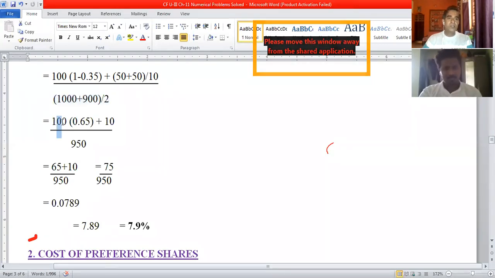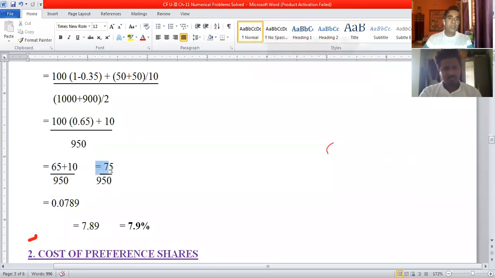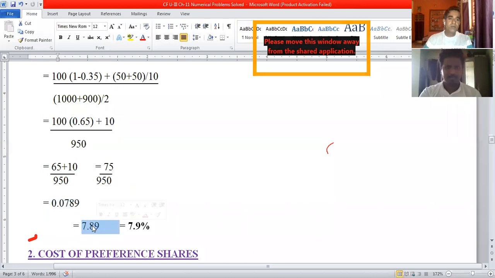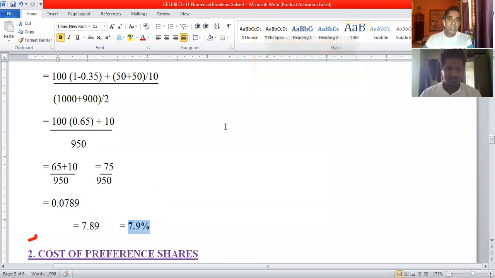Once you simplify all this, the answer will be 75 divided by 950, which is 0.0789. If you multiply this by 100, you convert the cost of capital into a rate, that is a percentage. So 0.0789 into 100, you will get 7.89. You can round it off, 7.89 to the next digit, which will become 7.9%. So 7.9% is the cost of redeemable debt.